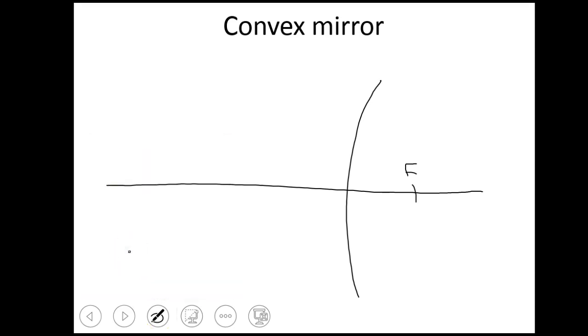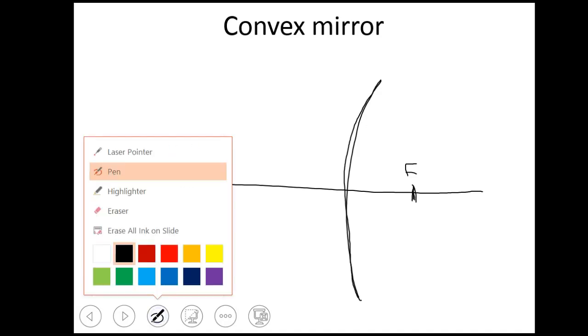Alright, last case is where we've got a convex mirror. And a convex mirror only has one situation, because this is the outside of the mirror. The focal point is technically somewhere inside the mirror, and so I don't really have an inside and outside of the focal point scenario. I've just got an outside of the mirror scenario.